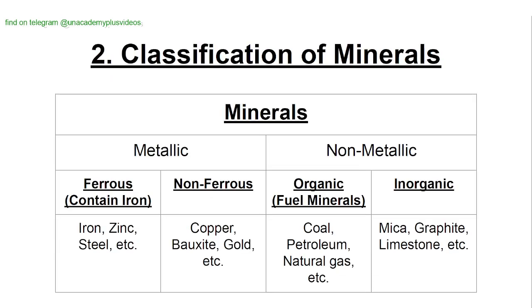Classification of minerals. Minerals are metallic and non-metallic. In the metallic, there are two types, ferrous and non-ferrous. Ferrous are those that contain iron, such as iron, zinc, steel, etc. And non-ferrous are copper, bauxite, gold, etc. Non-metallic are organic and inorganic. In the organic, fuel minerals are coal, petroleum, natural gas, etc. And inorganic are mica, graphite, limestone, etc.